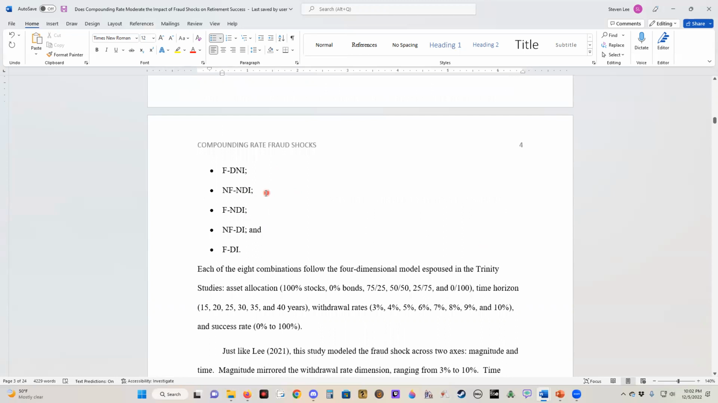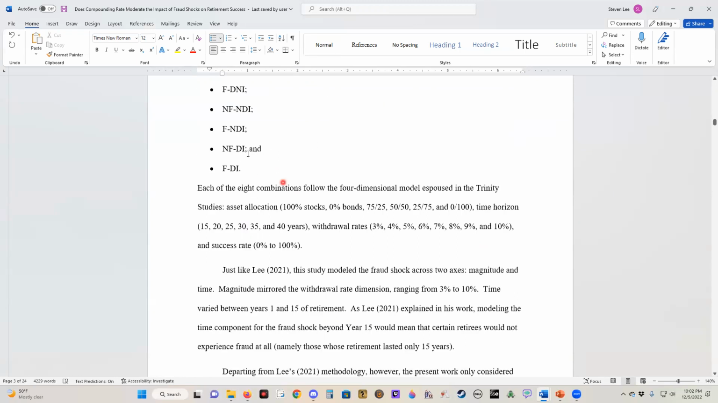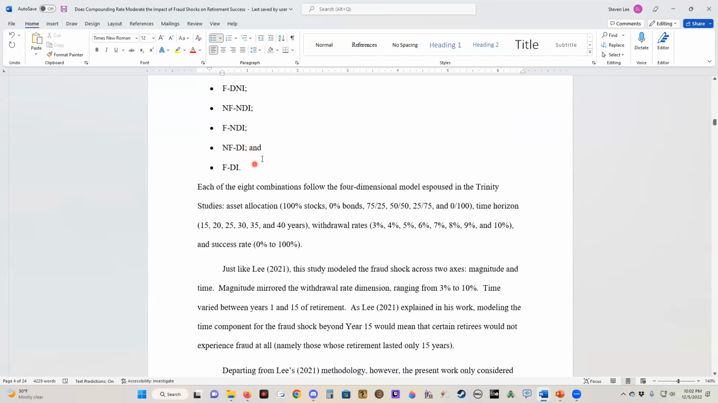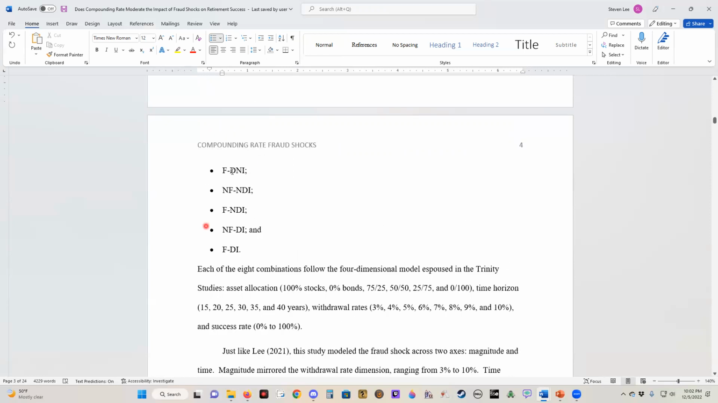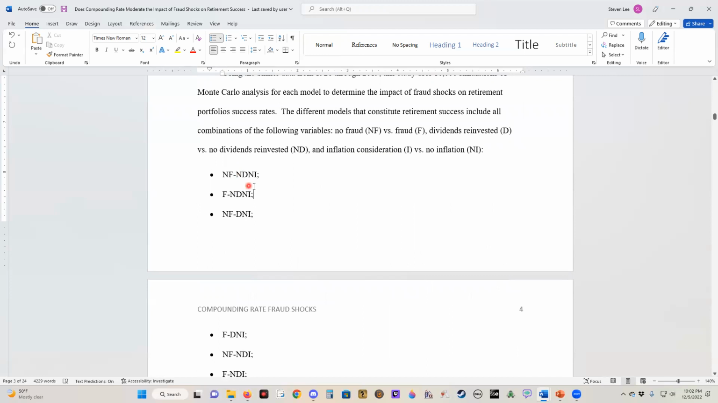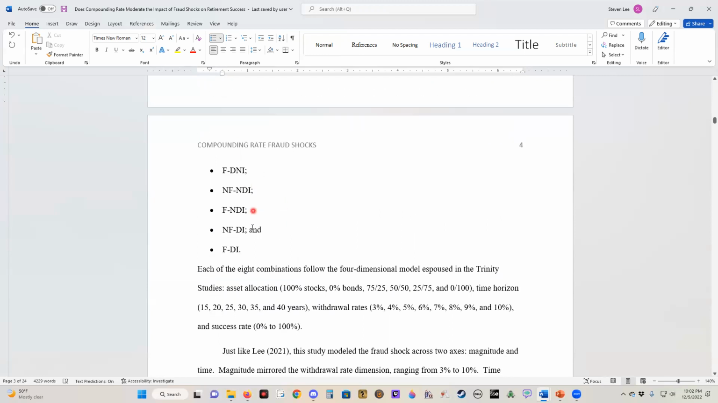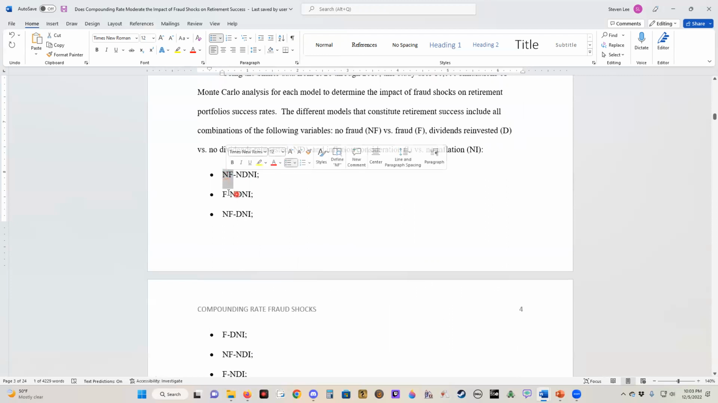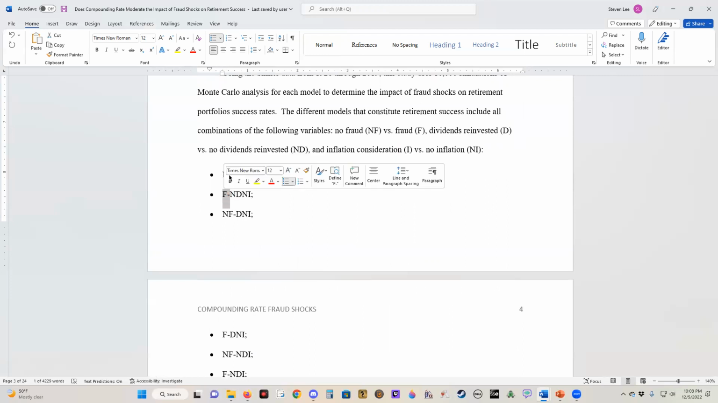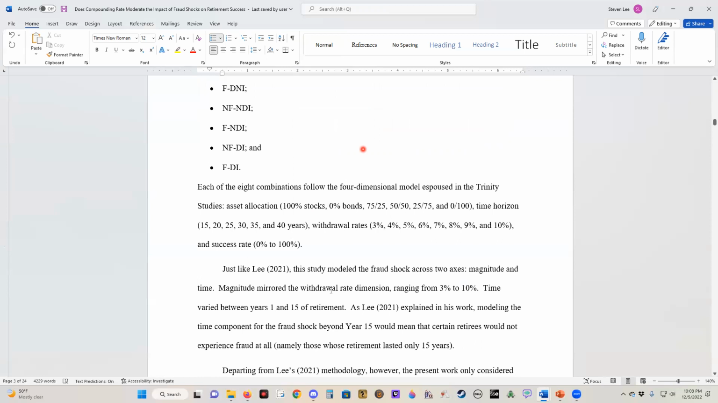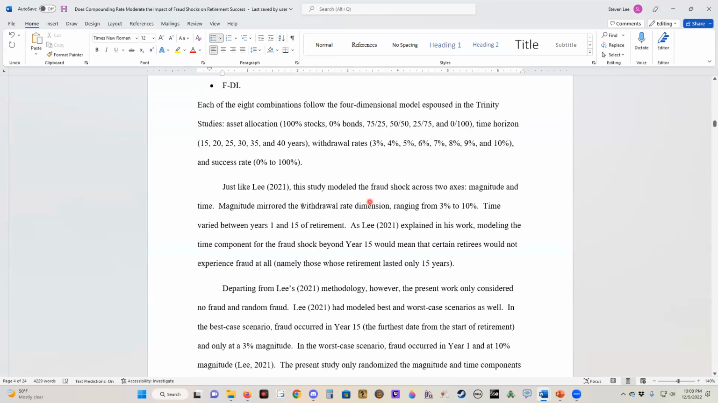And then NDI is no dividends reinvested, but accounts for inflation. And then DI is both dividends reinvested and inflation. And then these are the same, right? They're dual pairing. So 1, 2, 3, 4, 5, 6, 7, 8 for those different combinations across when there's no fraud versus when there is fraud. That's what the NF and the F stand for. All right. And then yeah, so I've already done the methodology here, and I did talk about my paper a little bit.